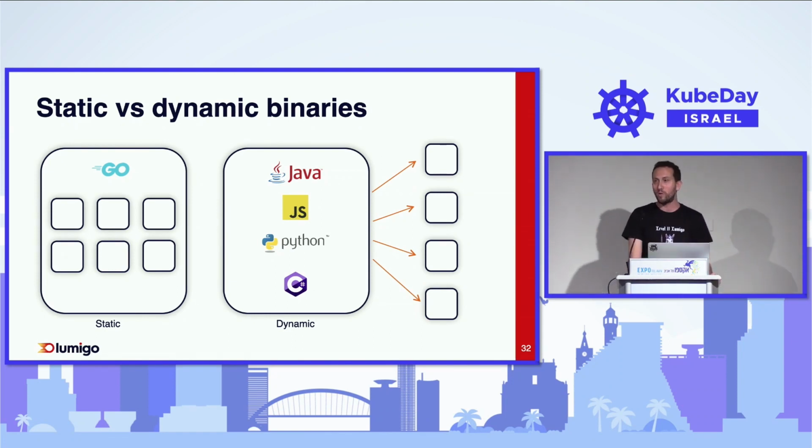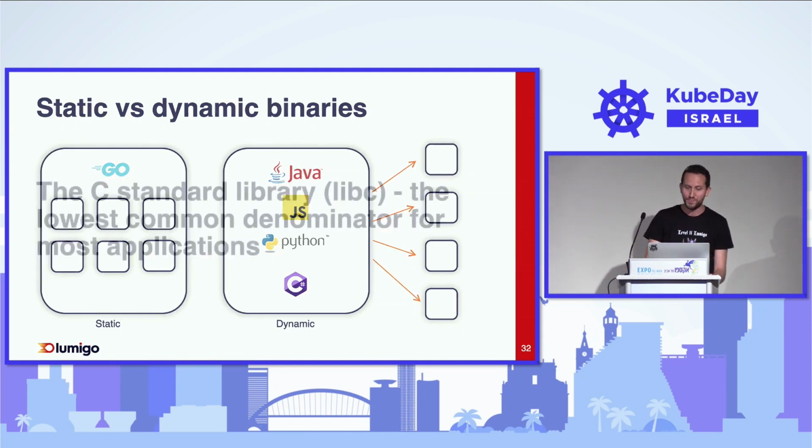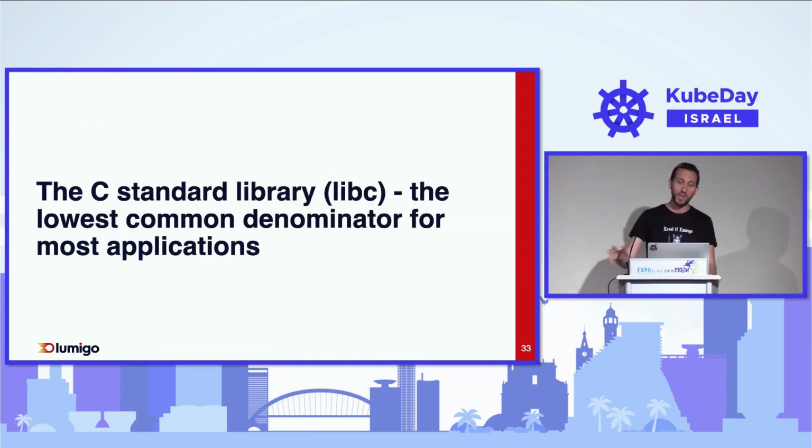Now, why do we care? Why am I telling you all this? Because, and we're getting there, there is a library that's called libc, the C standard library. This library was developed initially as a helper library for C applications, but very quickly it spread into virtually all operating systems, and virtually any runtime relies on it.